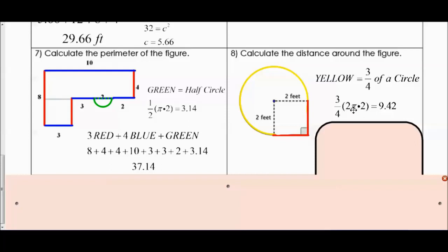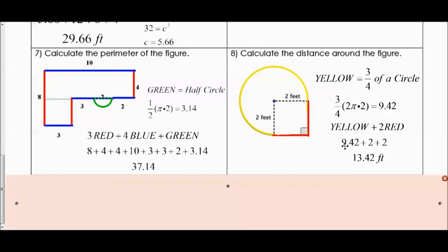The reason I'm using this equation, 2 times pi times r, is because that's what I'm given here. This 2 is halfway across the circle, that's the radius. So I'm plugging that into 2 times pi times r, and then really just multiplying these out. 3/4 times that number equals 9.42. So that's this yellow section. And now we have these 2 red sections that are actually the same. That's 2. That means that's 2. And both of these reds are really 2, so that's a total of 4. Plus our 9.42, that equals 13.42 feet.